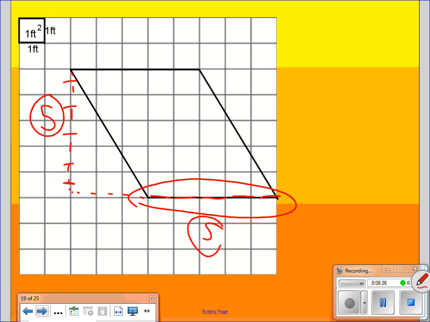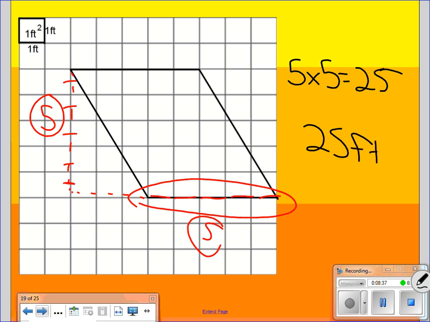So how am I going to solve this? I'm going 5 times 5 equals 25. It's not a triangle, so I don't divide. So 25 feet squared. The reason why I'm not dividing it is because once I have my shape here, there's nothing to divide. It's the whole entire shape.